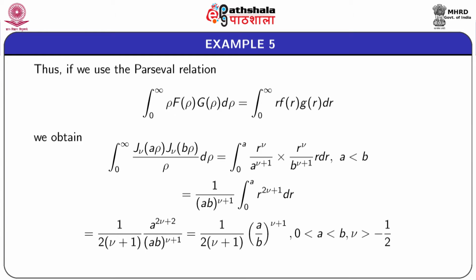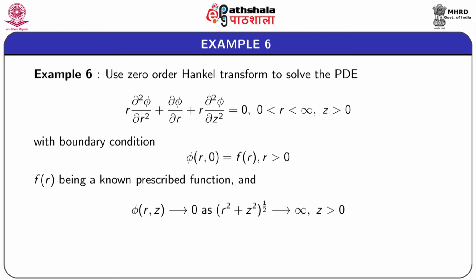So, the right hand side integral is the integral from 0 to a of r to the power nu a to the power nu plus 1 into r to the power nu b to the power nu plus 1 r dr for a less than b, and that is equal to 1 by a b to the power nu plus 1 into integral 0 to a r to the power twice nu plus 1 dr. This integral can be evaluated to get 1 by 2 nu plus 1 a to the power twice nu plus 2 divided by a b to the power nu plus 1, and this is equal to 1 by twice nu plus 1 into a by b to the power nu plus 1, where 0 less than a less than b and nu is greater than half. So, we have proved the result.